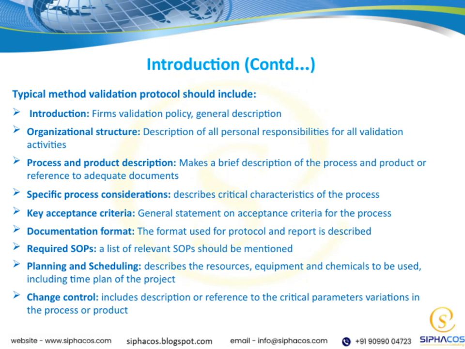Planning and scheduling are next, where we detail the resources, equipment, and chemicals needed, along with a timeline for the project. Proper planning helps us stay on track and ensures all elements are ready when needed. Finally, change control is addressed. This involves describing or referencing how we handle variations in critical process parameters, whether they relate to the process itself or the product. Having a solid change control system is vital for maintaining validation integrity over time. All of these elements together form a comprehensive approach to method validation, ensuring our processes are robust, reproducible, and compliant with regulatory standards.